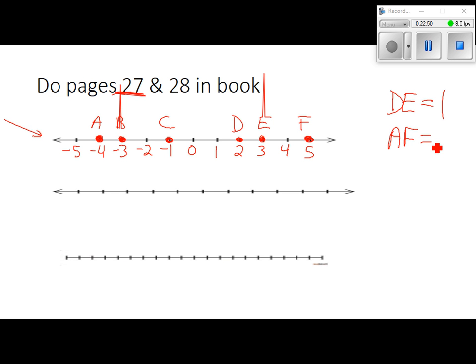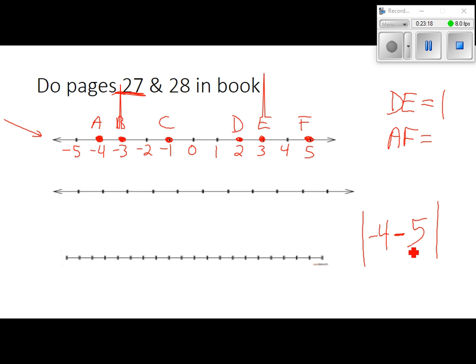Count, but that's a lot of counting, and some of you can get off track when counting. So let's do the formula. What's the coordinate for A? Negative 4. It's always minus in between them. What's the coordinate for F? What's -4 - 5? If you got your calculator there, use your calculator.